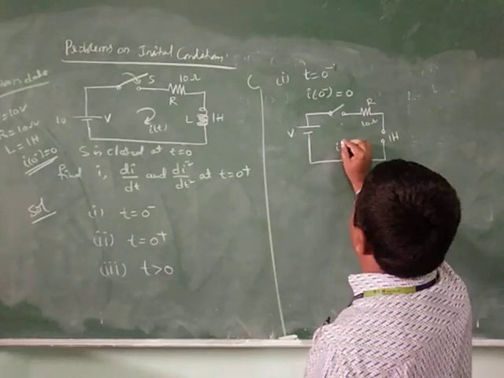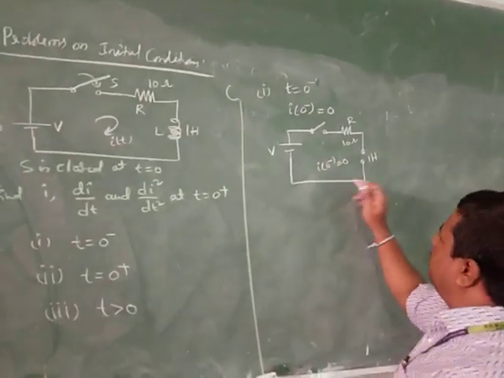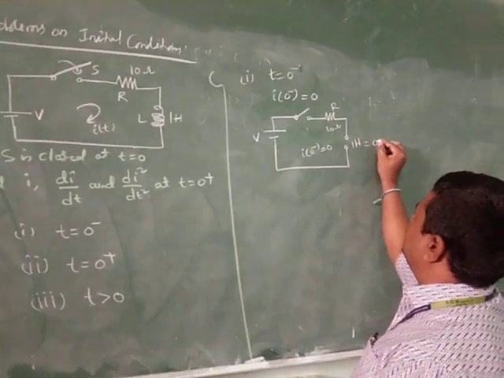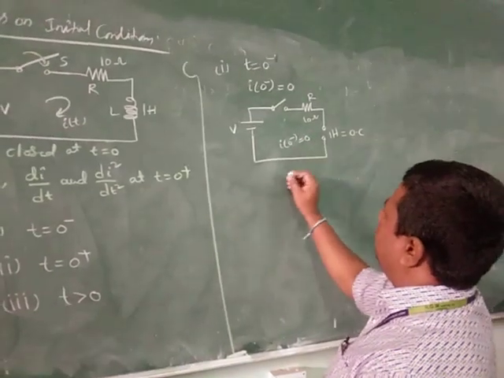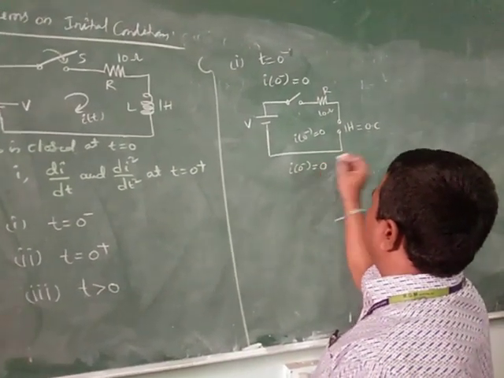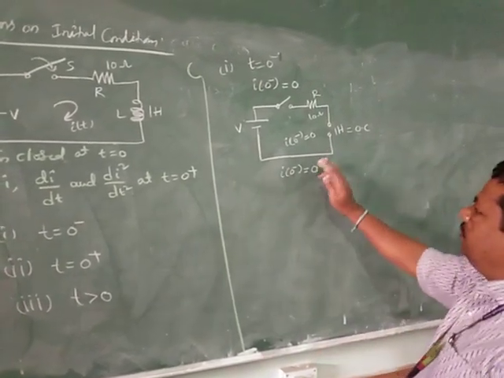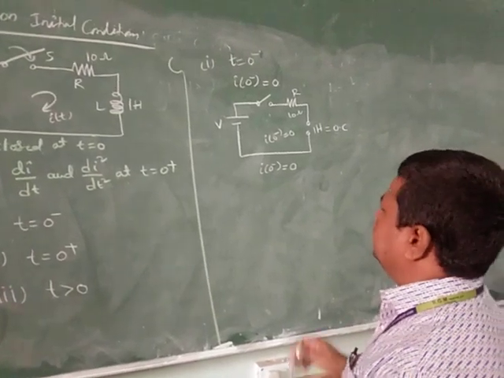Here the given is I of 0 minus is equal to 0. Current is equal to 0, inductor behaves like an open circuit. When open circuit there is no current, so that I of 0 minus is equal to 0. So that current flowing through the circuit is 0. That is the first case.